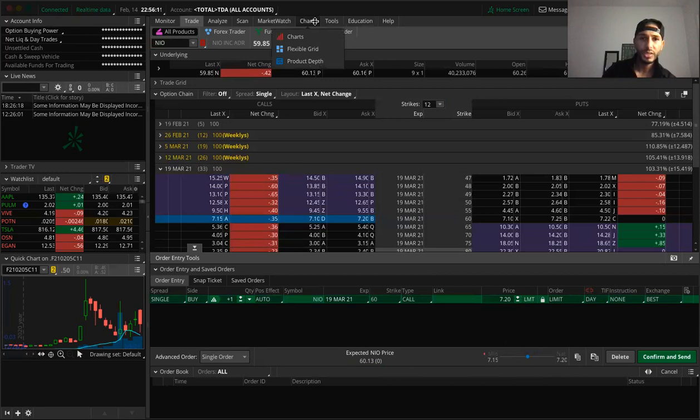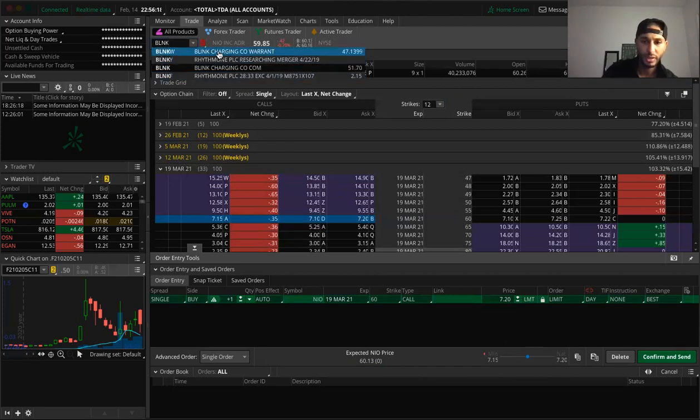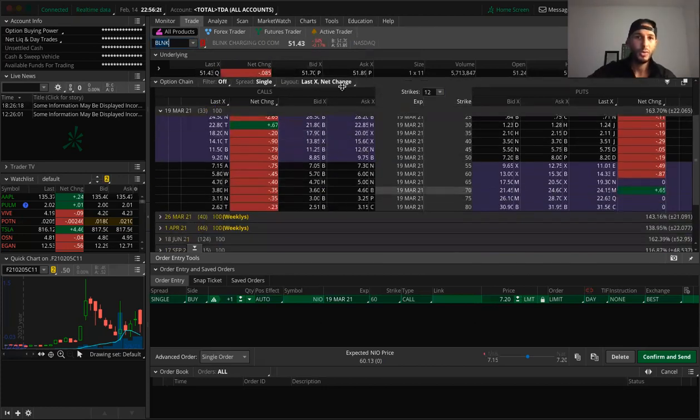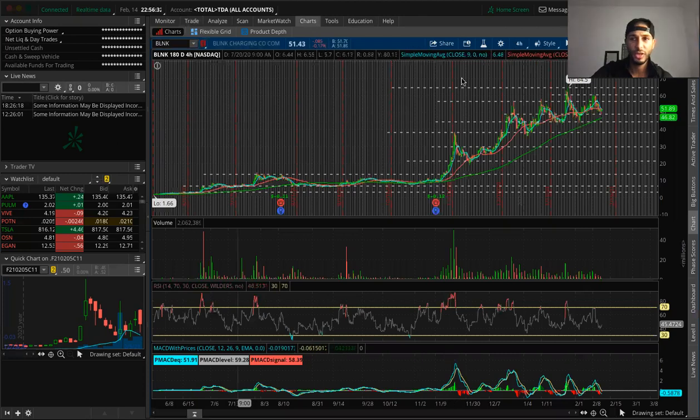Now, for instance, I'm going to flip out of this screen because I do have a position in NEO, and it'll pop up on my screen. I don't want that to happen here with my shares and position size. But let's just say we're trading Blink here. The active trader feature is very nice here.